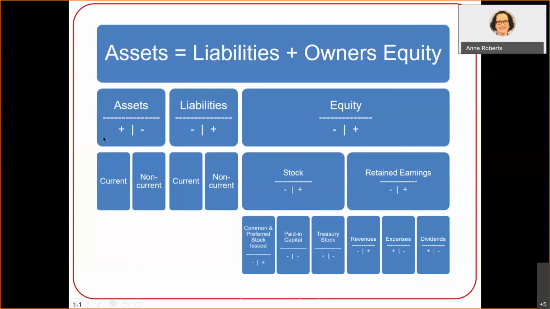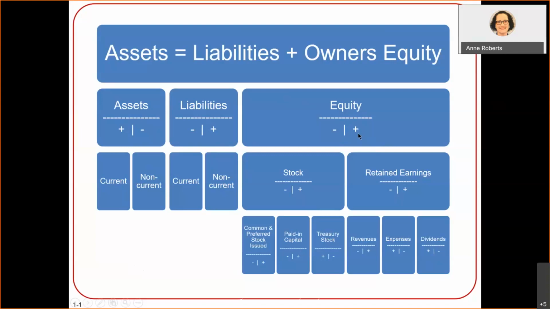So debit means to the left. A debit to assets is actually going to increase an asset account. A debit to a liability, though, is going to decrease the balance in a liability, and a debit to equity is going to decrease an equity account. A credit simply means to the right. So, these are our T accounts, right? If we put something on the right for an asset, we're going to subtract, but we're actually going to add credits on liabilities and equity.